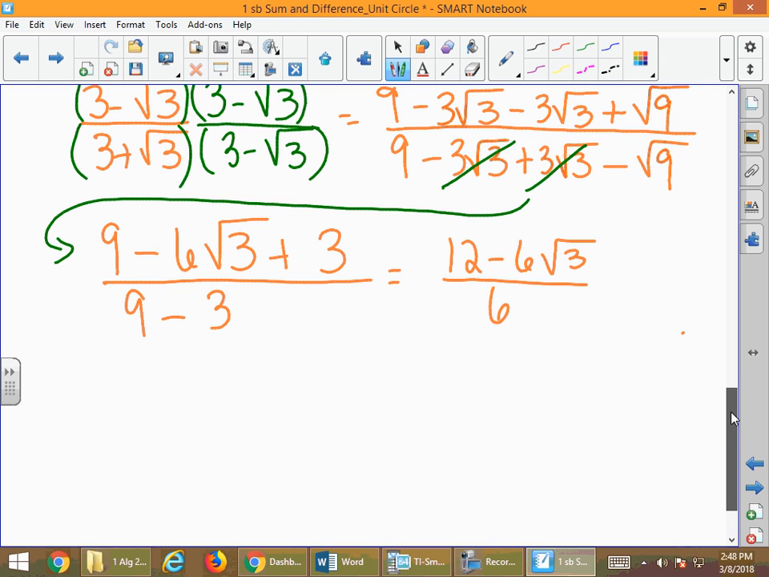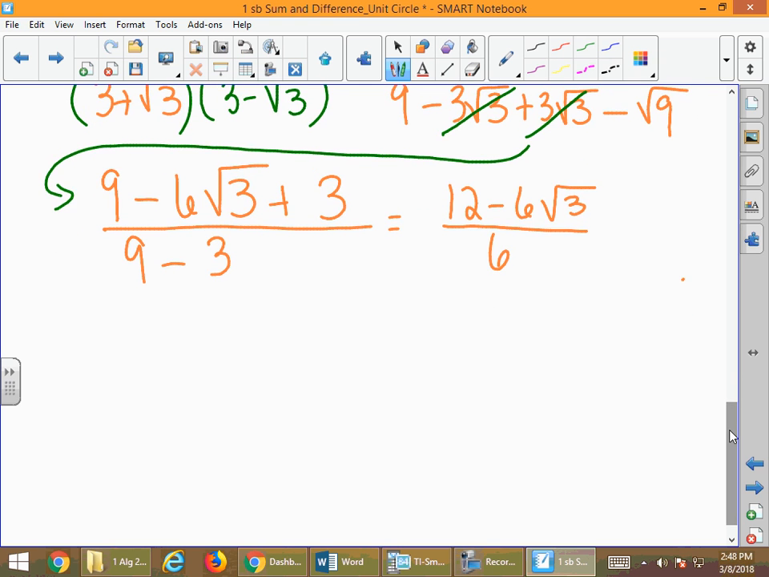And finally, when we simplify this, 12 and 6 all have something in common. So when we simplify there, we can divide everything by 6. So 12 divided by 6 is 2, and 6 divided by 6 is 1 times the square root of 3. And finally here, after all of that, we have used our tangent of pi over 4 minus pi over 6 to figure out what the exact value of tangent of pi over 12 equals.